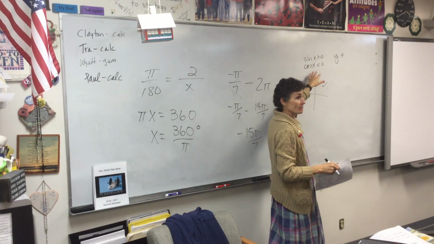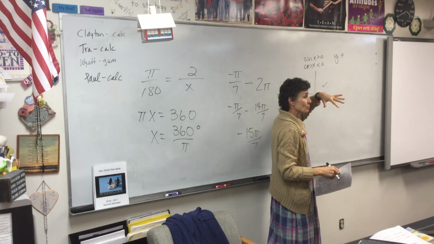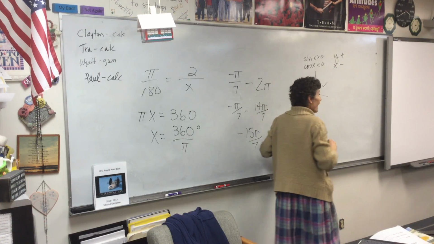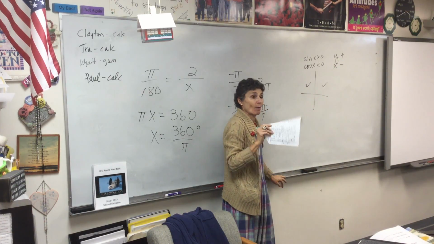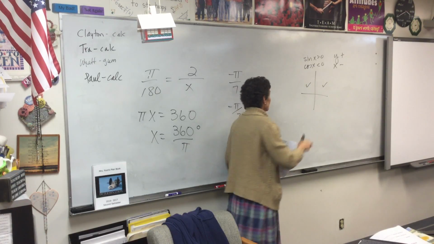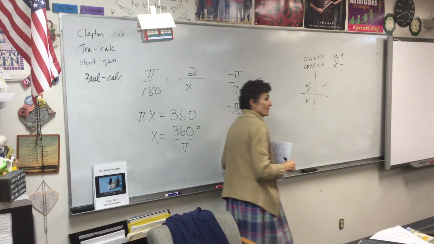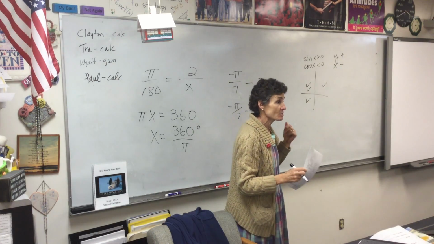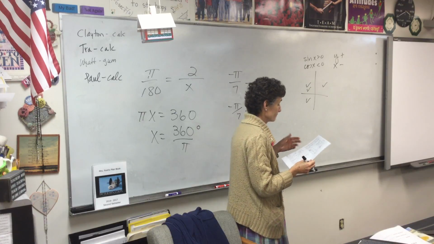Now, cosine, on the other hand, is associated with which letter? x. So you want x to be less than 0, x to be negative. Where is x negative? Here and here. The only quadrant that has both is quadrant 2.